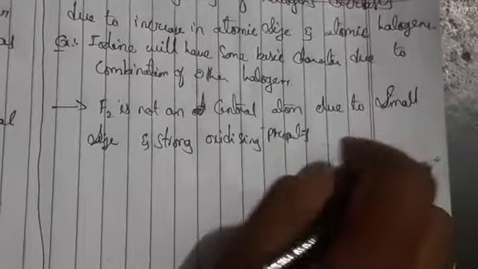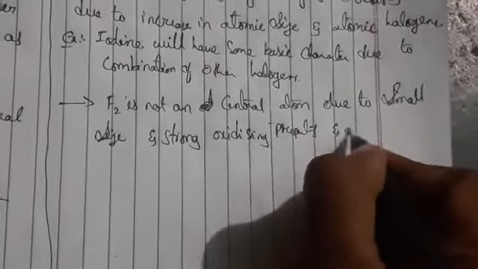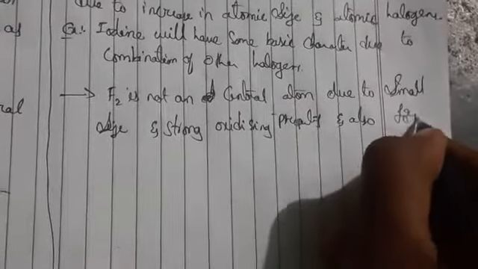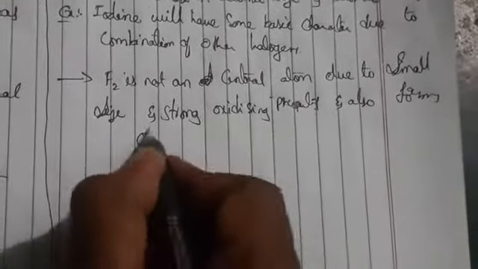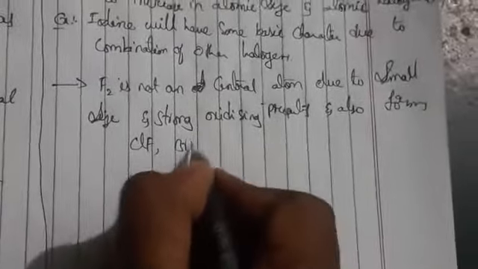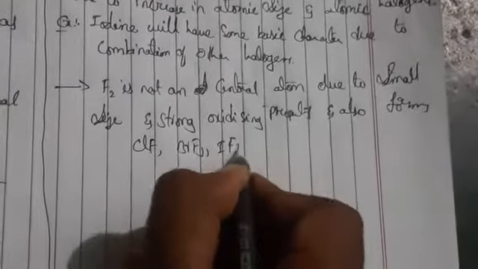Because of this reason, fluorine is not a central atom, and it also forms halogens like ClF, BrF3, IF7. Okay, so this is one of the reasons we can say.